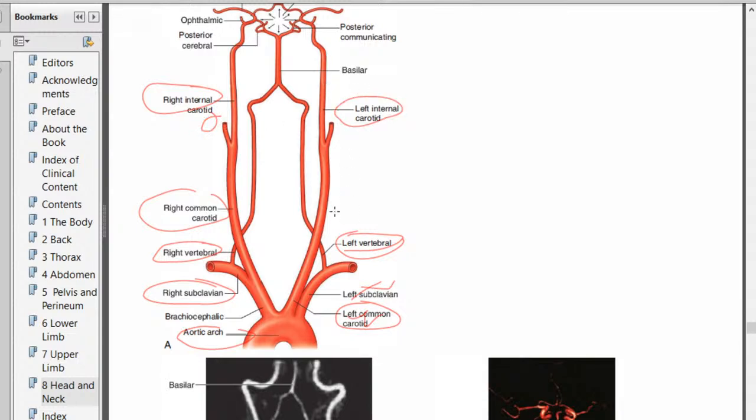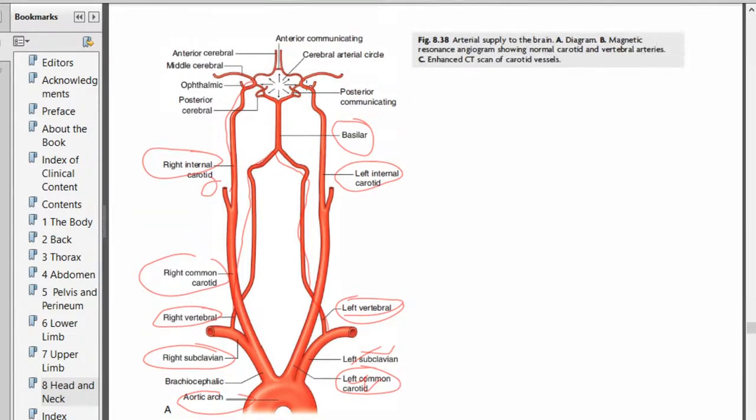Okay, and here let's see the vertebral artery. The vertebral arteries of both sides combine at this point to form one artery, which is known as the basilar artery, and this basilar artery gives out branches right here. It gives the posterior communicating branch, and the cerebral arteries.